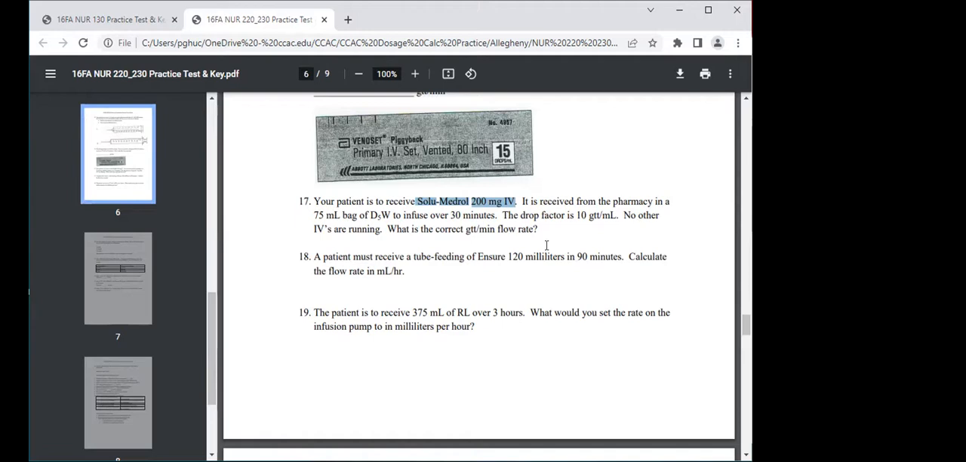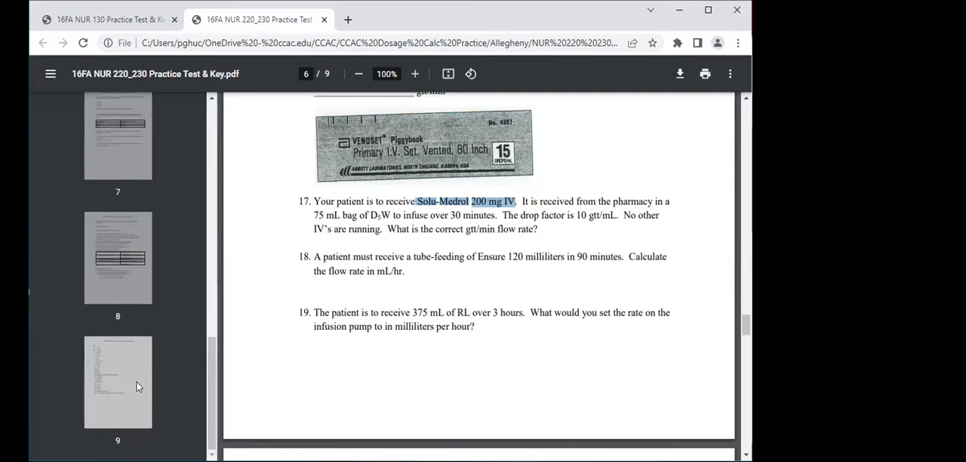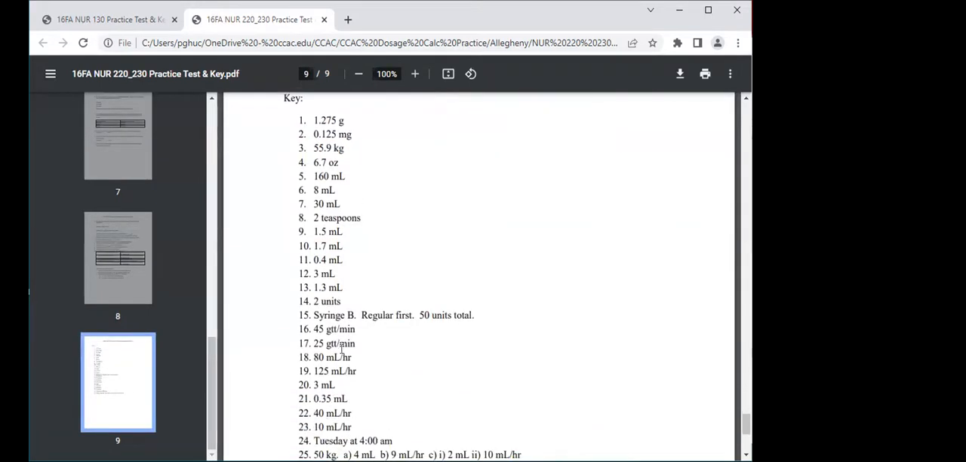Excuse me, can you show the answer again? Yeah, it's 25. Okay, thank you. And at the end of this, the key is also where the answers are, just in case you ever need to know that. All right, thanks. You're welcome.